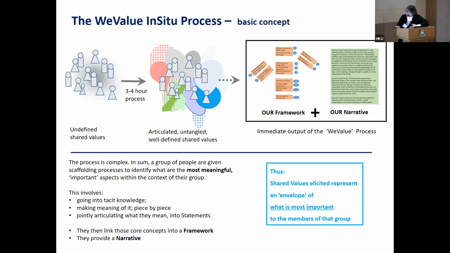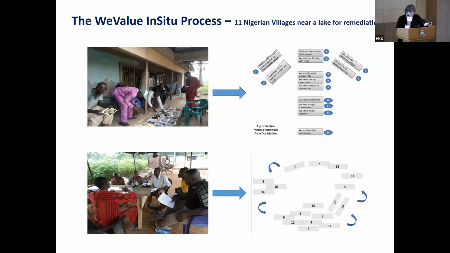So the shared values that come out, these statements, represent an envelope altogether of the top level of the most important things to that group. If you did another 2 days with them, you might get 30 or 40, but in a few hours, you're going to get about this number.